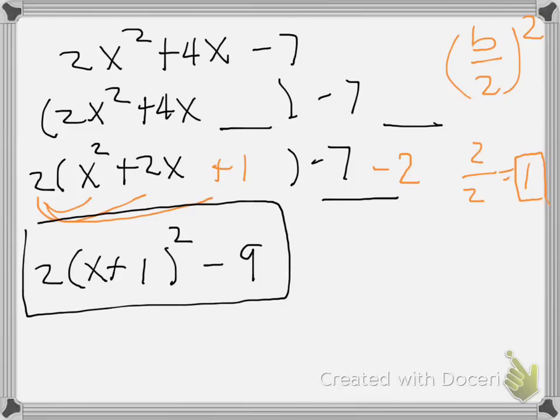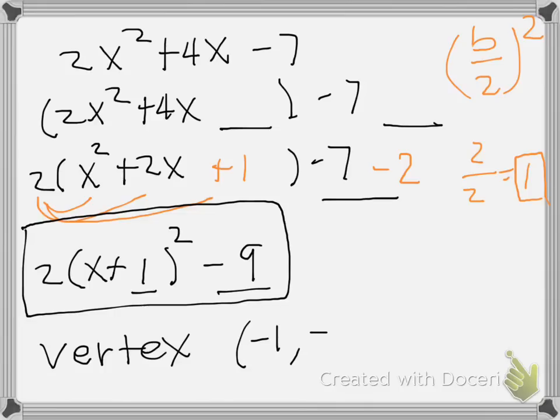So your vertex form, or your final completed square form, is 2 times parentheses x plus 1 squared, minus 9. If you were asked to find your vertex, that would be the opposite of the inside term and the regular outside term, giving you a negative 1 and a negative 9.